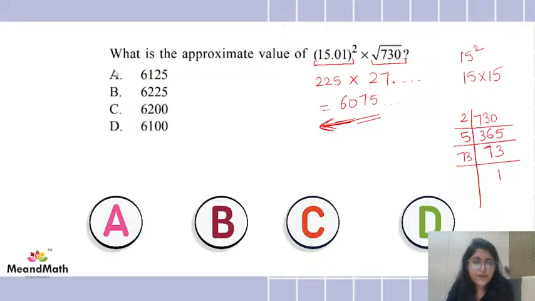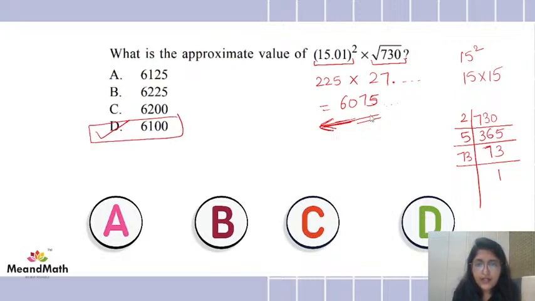But the answer will be from these options, A, B, C, D. We got the approximate value 6075. Which will be the correct answer? Which is the nearest value to this 6075? Yes, we got 6100. So this is the nearest value. Other values are farther from 6075. So the correct answer is option D, 6100, which is nearest to this value. All right.